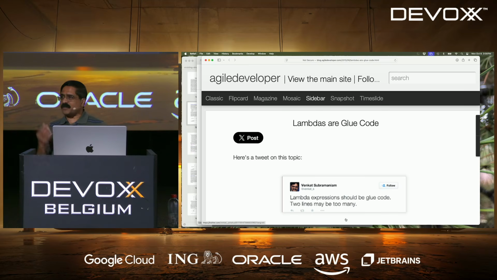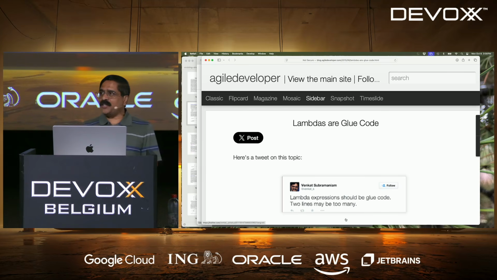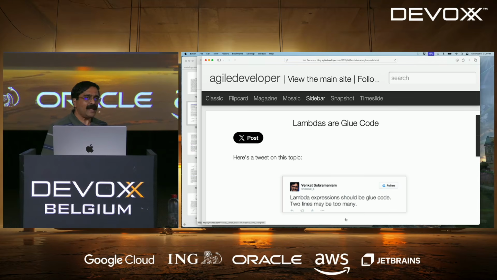Now, this reminds me of an experience I would never forget. I was teaching a course on functional programming in Java in the UK, and on the Monday morning I said, hey, we're going to learn about these things. And one of the people in the room said, oh, welcome to our company. Just so you know, we all hate lambdas. And that was very welcoming to know that I'm going to teach functional programming to a group that hates lambdas. In the middle of the day, I mentioned lambdas are glue code, two lines may be too many. And the minute I mentioned it, I could hear I had ruffled some feathers in the room.